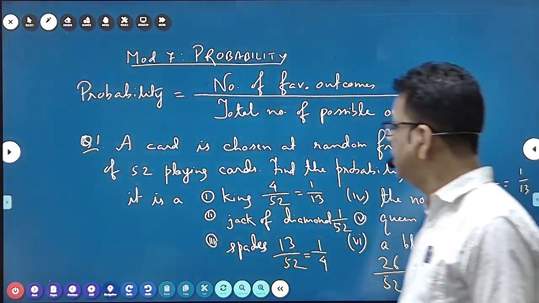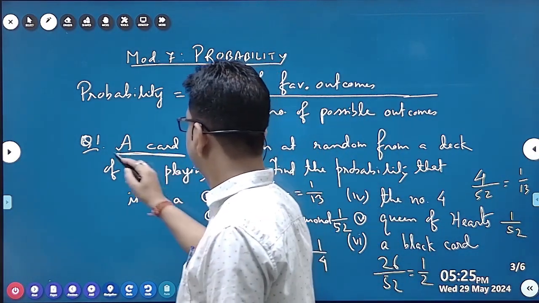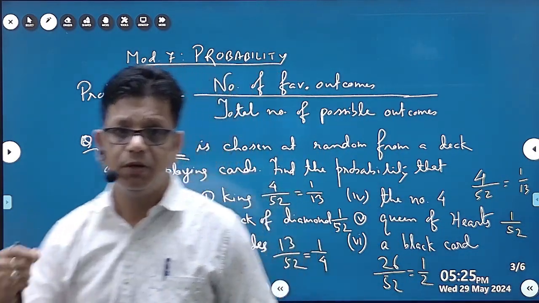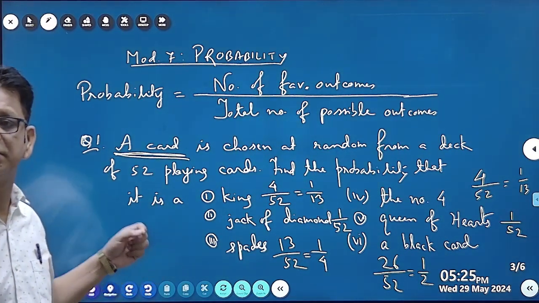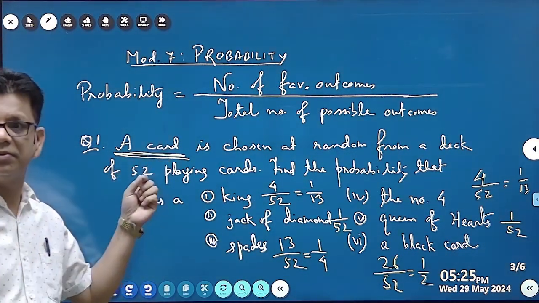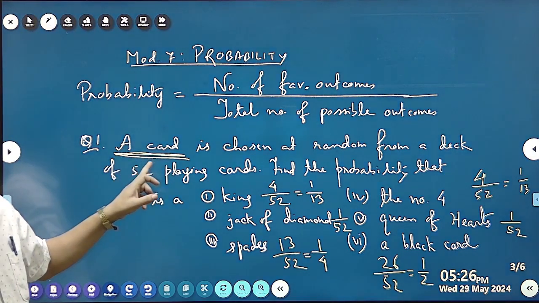This said that a card is chosen. How many cards are taken at random? One card is taken at random. You close the door, AC is working. A card is chosen at random.